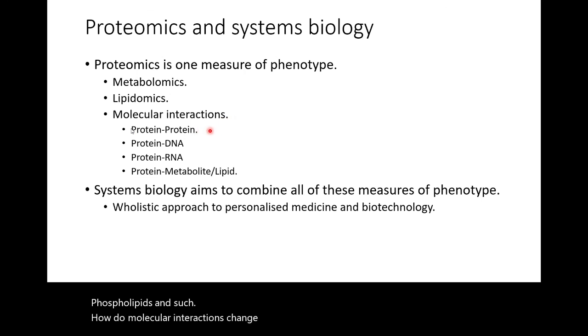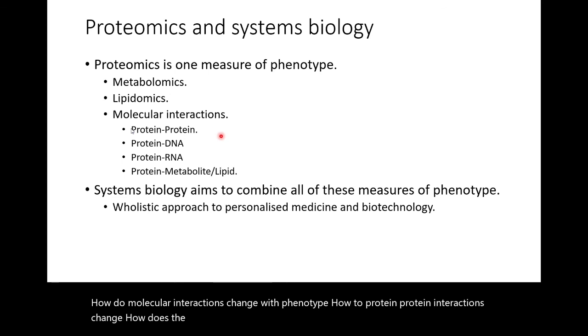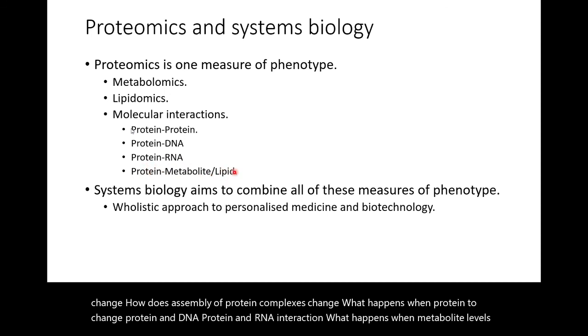How do protein-protein interactions change? How does the assembly of protein complexes change? What happens to protein and DNA, protein and RNA interactions? What happens when metabolite levels increase, and how do they change protein abundance?